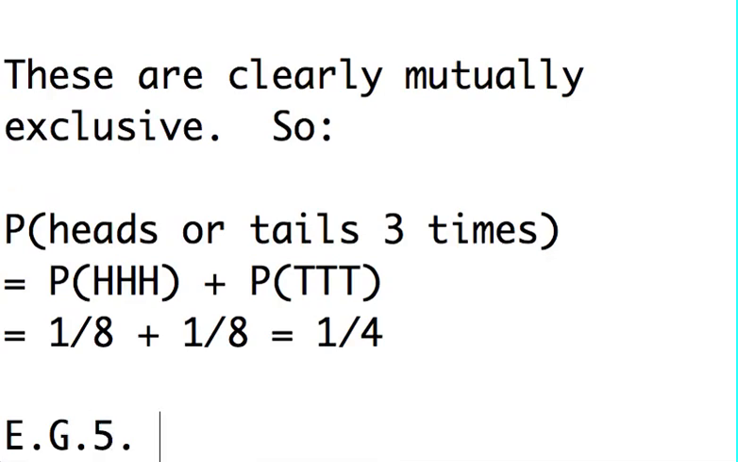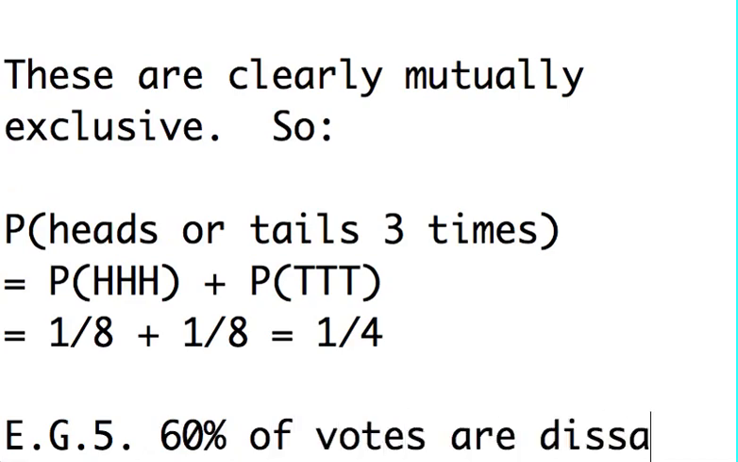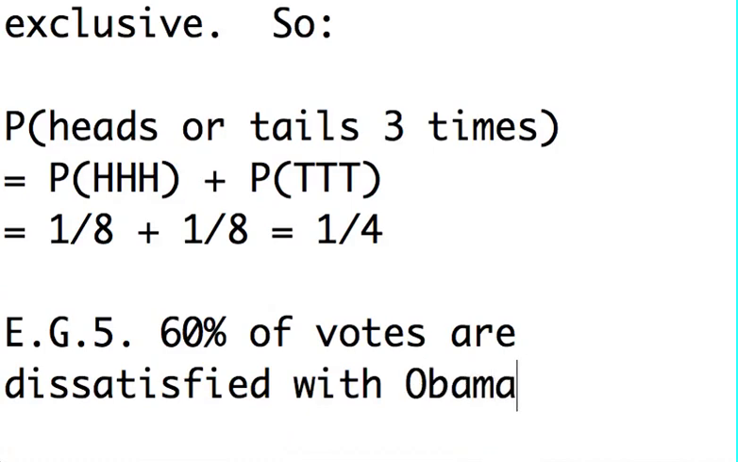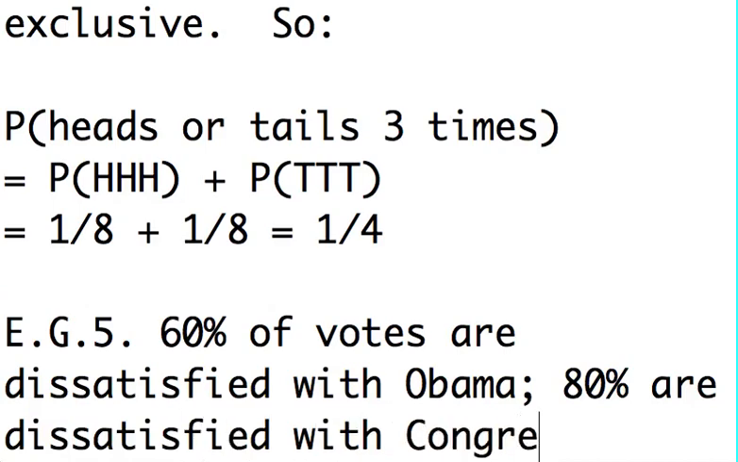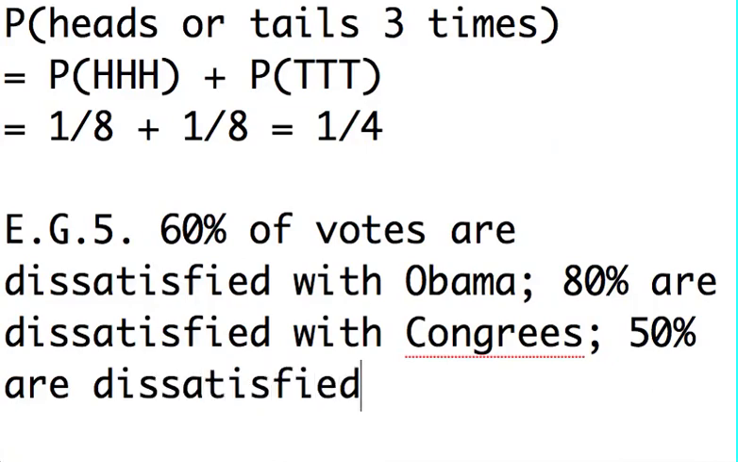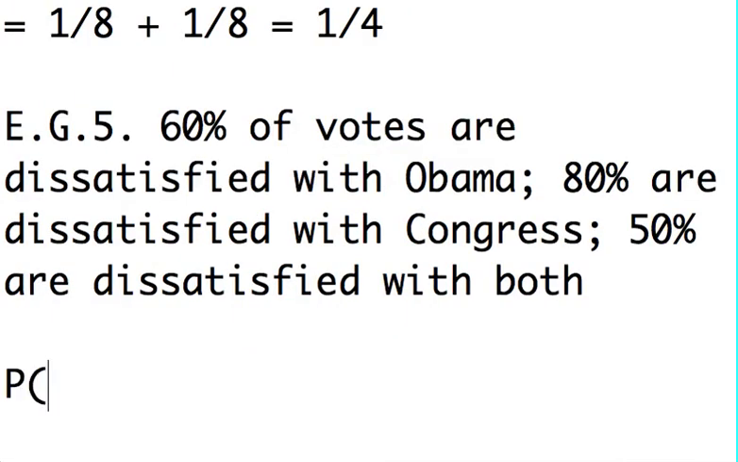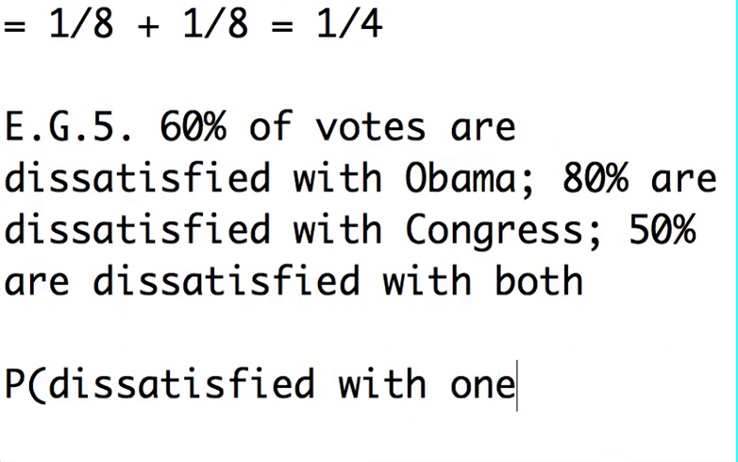Finally, let's do one example where we're using numbers that aren't coming from the assumption of equally likely things. Let's use some sort of empirical data. So let's suppose that 60% of voters are dissatisfied with Obama's job performance, and 80% are dissatisfied with Congress's performance, and 50% are dissatisfied with both. Then the question is, what is the probability that you're dissatisfied with one or the other?